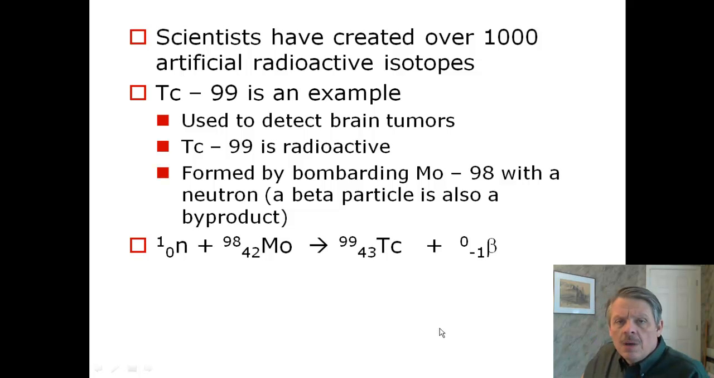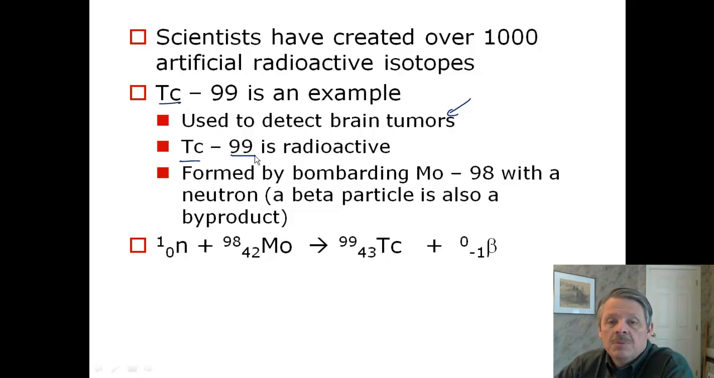Over time, scientists have created over 1,000 artificial radioactive isotopes. Many of them aren't useful for much. But there are some things, for example, technetium-99, which is used to detect brain tumors. Now, if you look at the technetium chart, number 43 on the periodic table, I think, if you look at it in our classroom, you'll notice that it's outlined. And it's outlined because technetium does not exist in nature. However, we have created it.